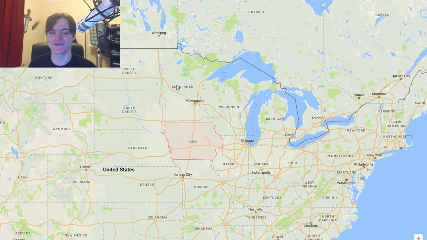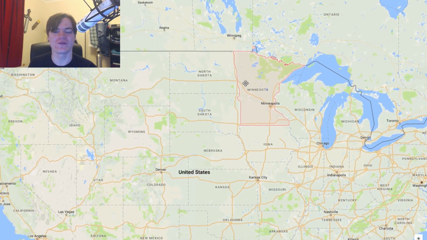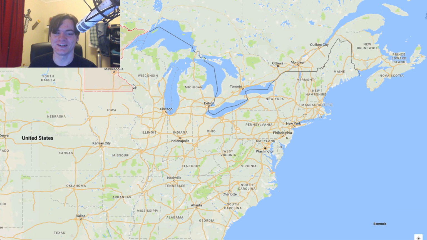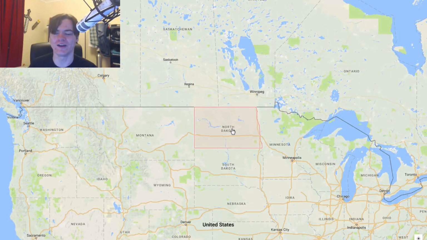That is Iowa. Then we've got Minnesota just above it, one of the states bordering Canada. Actually, you know what, while we're at it, let's go for the other one which borders Canada, which is North Dakota. Now we've covered the entirety of the border, as you can see right there. Isn't that nice? So yeah, the last state that borders Canada is North Dakota. North Dakota and South Dakota are a really interesting case.